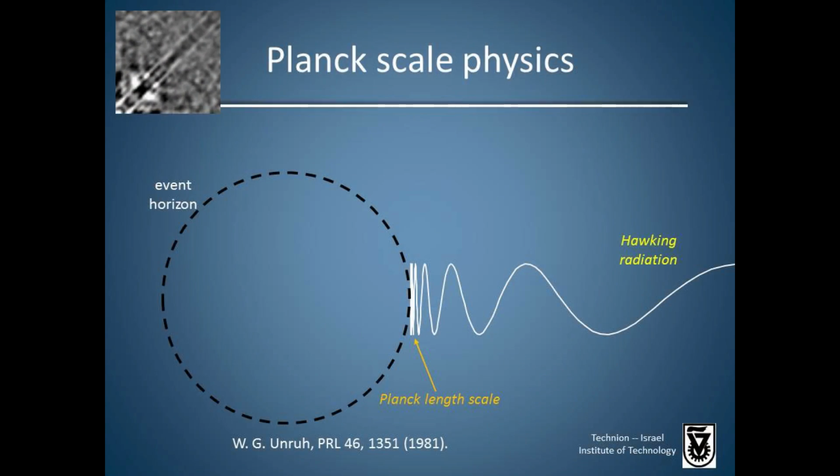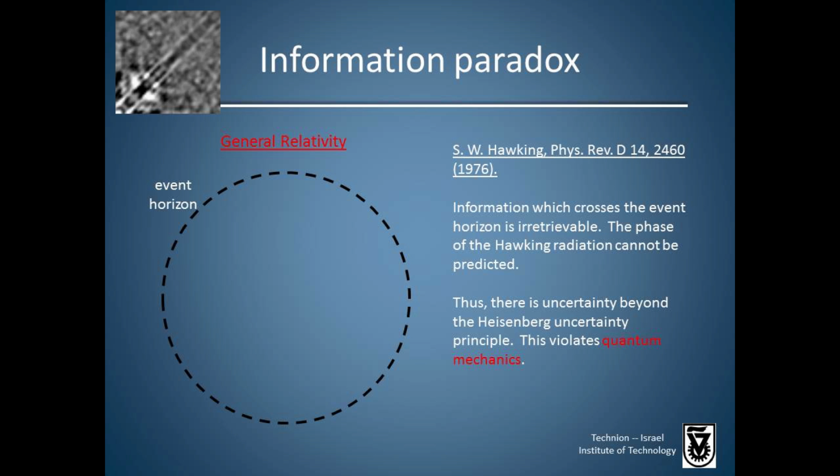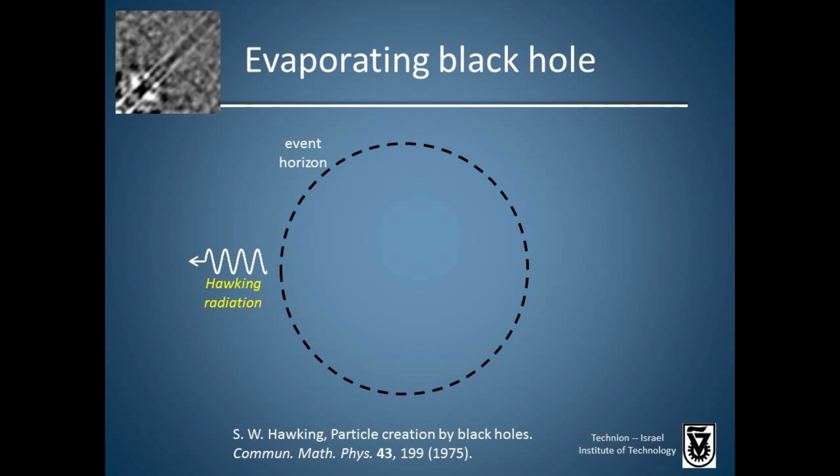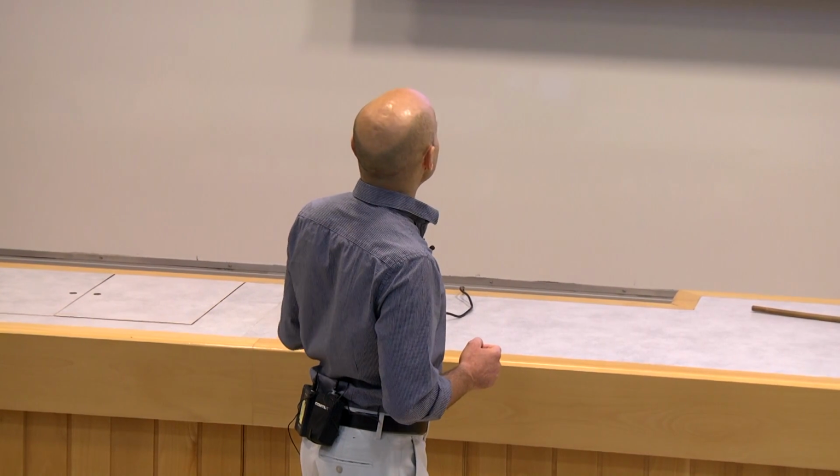Okay, for example, there's this idea of Planck scale physics, the physics on very, very short length scales. There's what's called the information paradox, which we'll discuss in a moment. Then there's the idea of quantum gravity. So firstly, Planck scale physics.